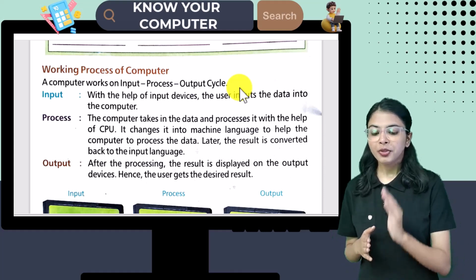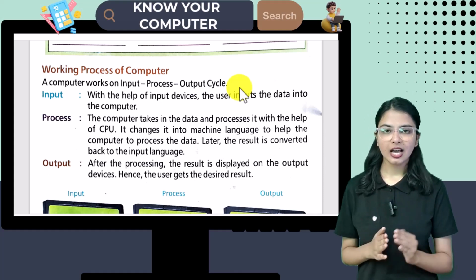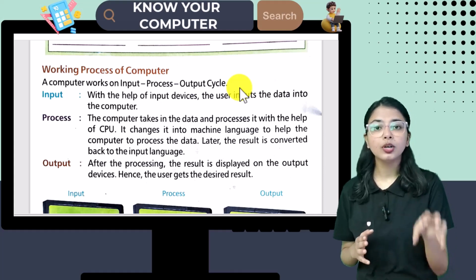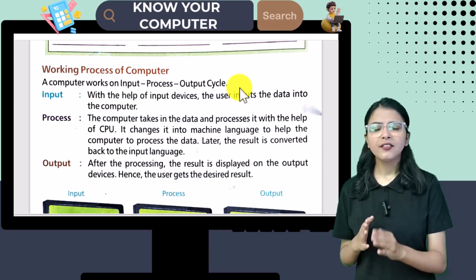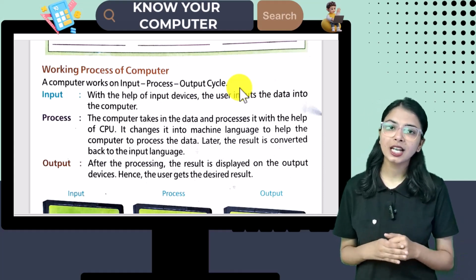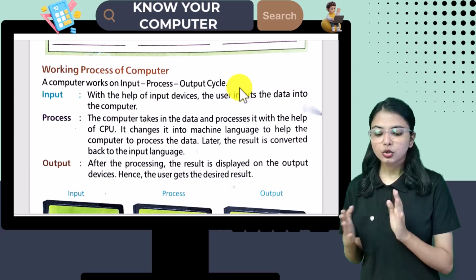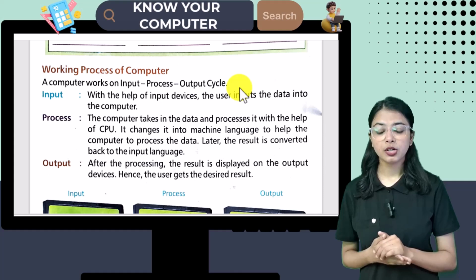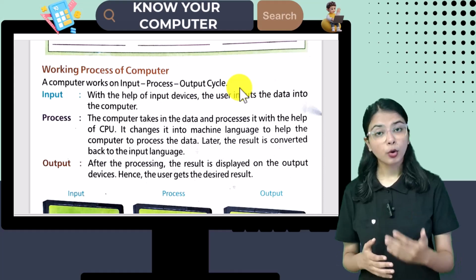Okay, so first of all, what does the CPU do? It changes the data into machine language. So why into machine language? Because machine language is a language of the computer that the computer understands, which is in the binary form. What is the binary form? Every data when it is encoded in 0s and 1s, that is called the machine language. So the computer has a programming language, that is machine language. So first of all, whatever data we give as an input to the computer, it changes it into the machine language to help the computer to process the data.